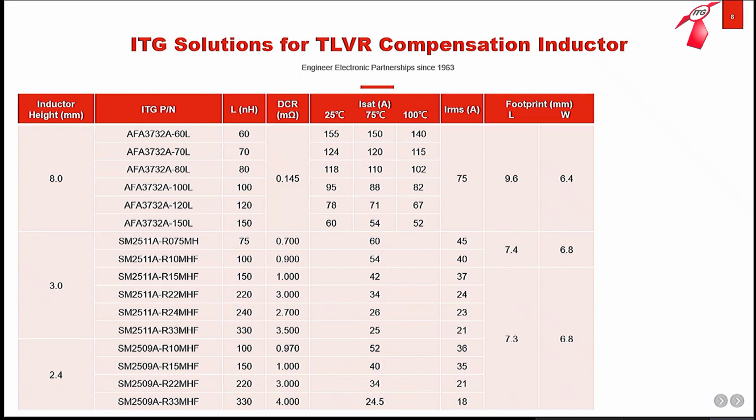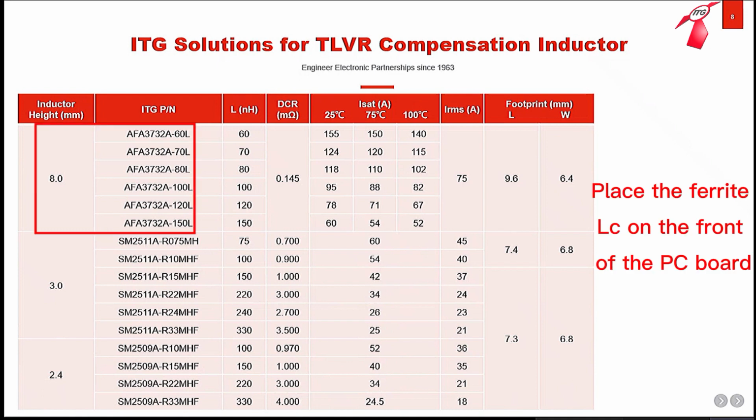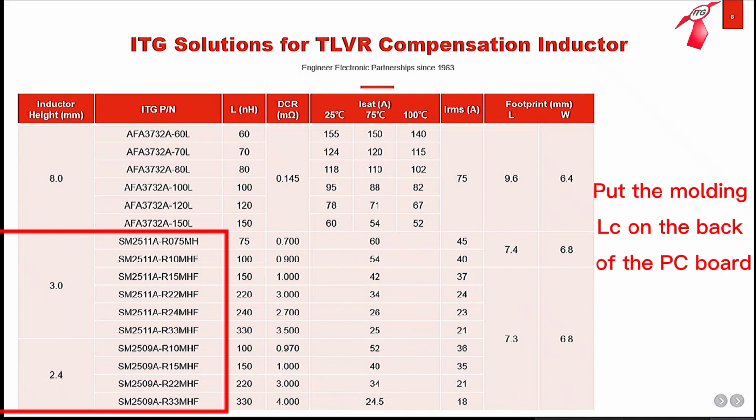ITG offers different materials of inductors for LC requirement. Ferrite materials will be used for higher current, lower DCR with taller heights of the inductors from 8mm to 11mm. This is usually using on the front side of PCB. ITG also offers powder iron inductors with shorter in height of 3.0mm down to 2.4mm or lower. They are mostly lower current and higher DCR and being using on the backside of PCB.